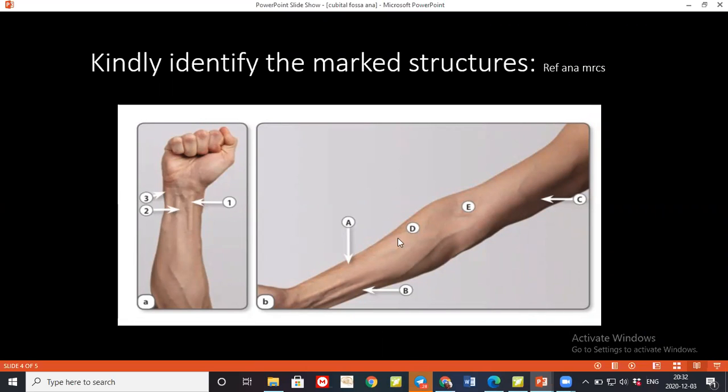Brachioradialis is here in this area. I got mixed up. I was looking at the answers. I'm sorry I mixed up. That's why I thought I'd not waste more of your time. We'll discuss this at the end.